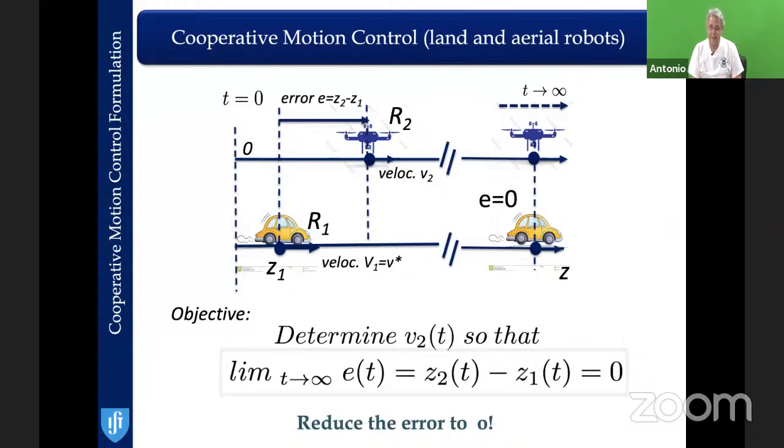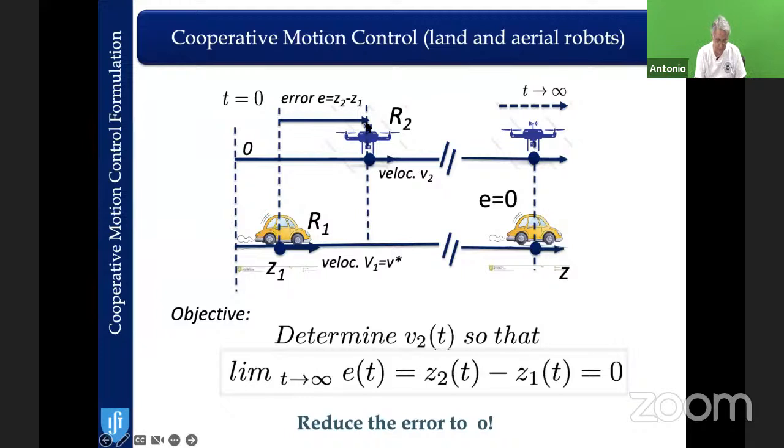Again, to do this, you have to look for the variable that you wish to drive to 0. But this is obvious because if you look at Z2 minus Z1, so Z2 is the distance traversed by the quadrotor along this line, and Z1 is the same for the car.